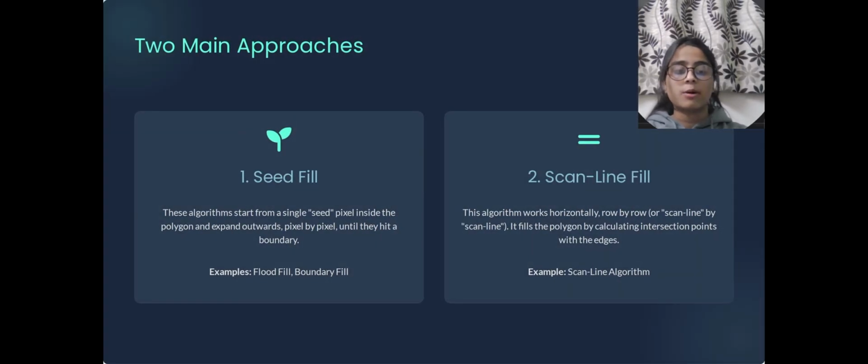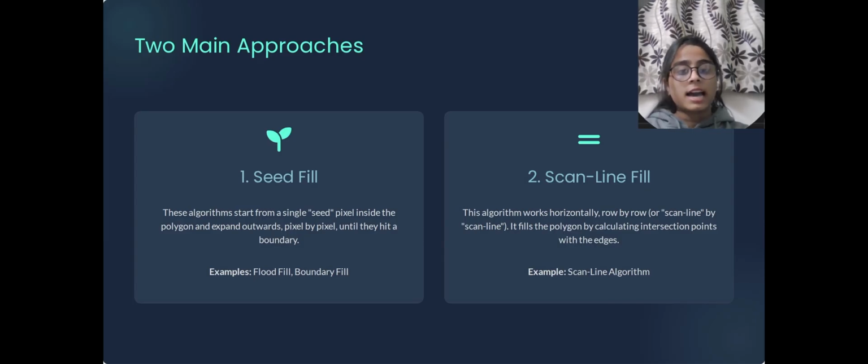So, when we want to fill a shape, there are two main ways to think about it. Firstly, there's the seed fill approach. This is the most intuitive method: you start with a single pixel, or a seed, somewhere inside the shape. Then, like a drop of ink on paper, you expand outwards pixel by pixel until you are stopped by a boundary. We look at two examples of this: one is flood fill, and the other is boundary fill.